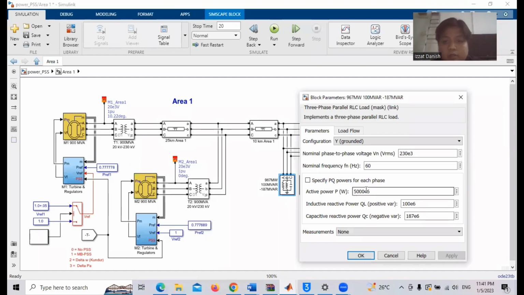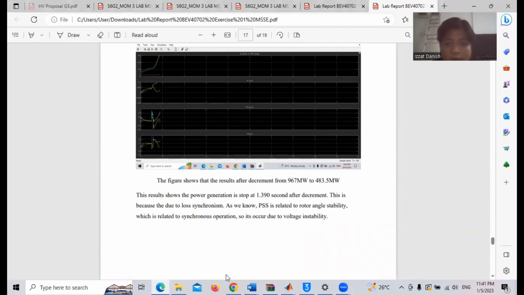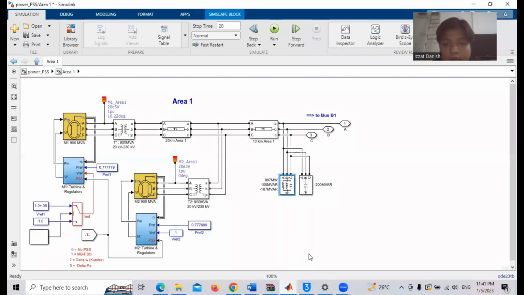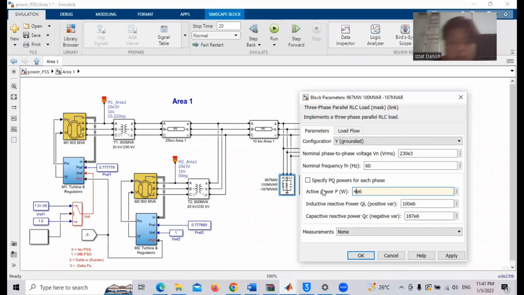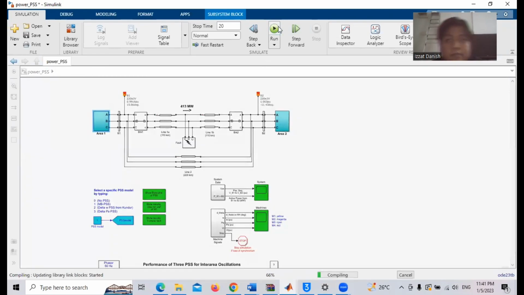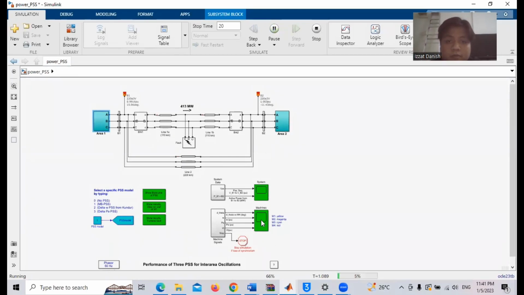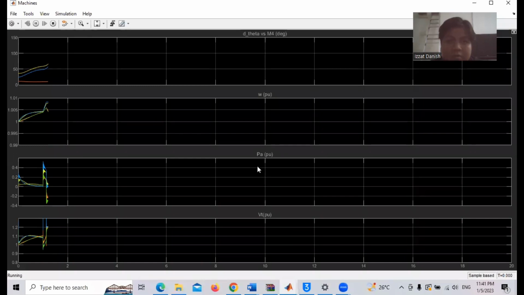So this is the one 400, 483.1, then 5, okay, and then try to 9. So here is the result. Okay, running.